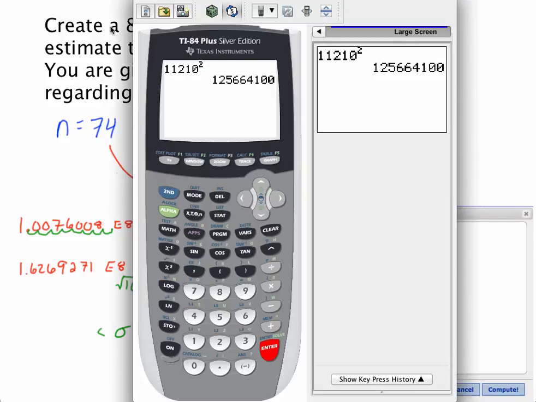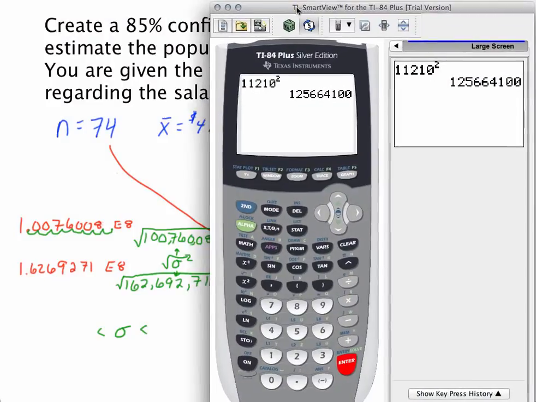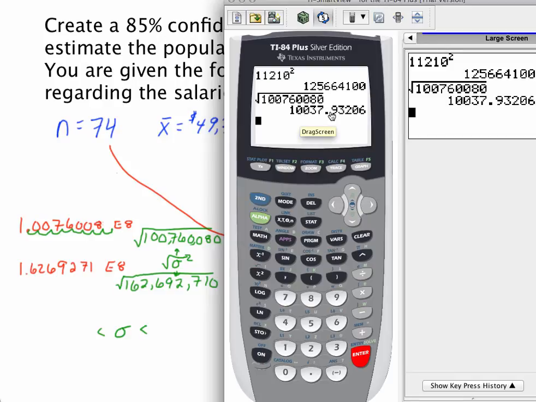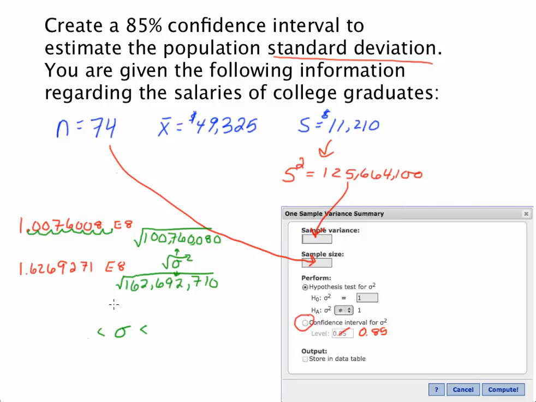Let me bring up the calculator screen, maybe move it over a little bit. Whoops, there we go. So we have 100 million. Whoops, I need to hit the square root first. So second square root, 100 million, 760,000, and then 80. You get approximately 10,037.9. So I'm going to say 10,037.9, and this is the lower limit.